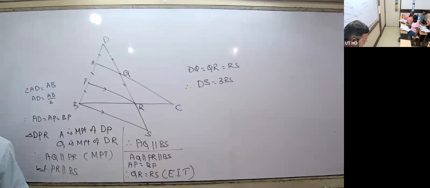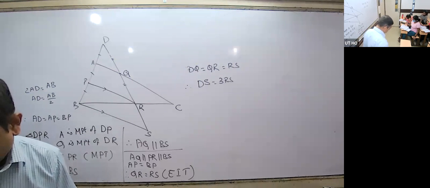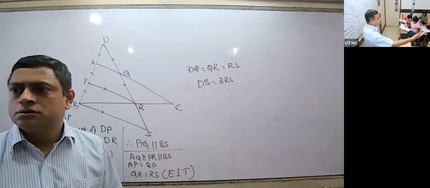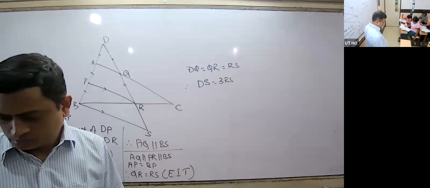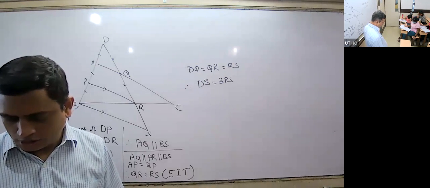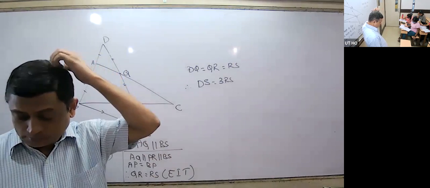In triangle ABC, the medians BP and CQ are produced up to points M and N respectively, such that BP is equal to PM and CQ is equal to QN. Prove that M, A and N are collinear, and A is the midpoint of MN.